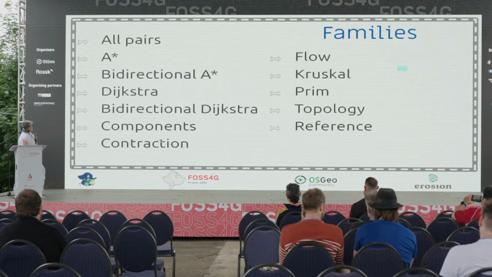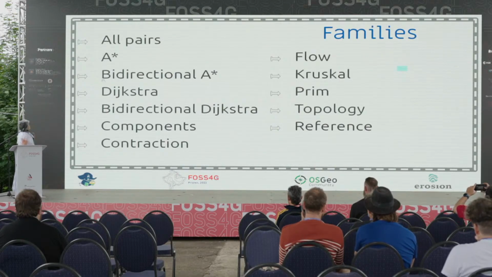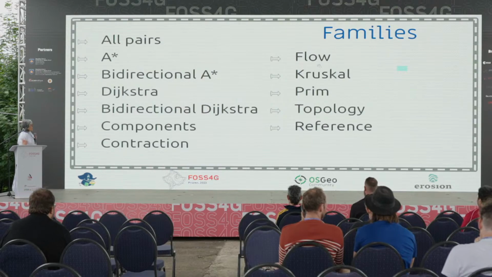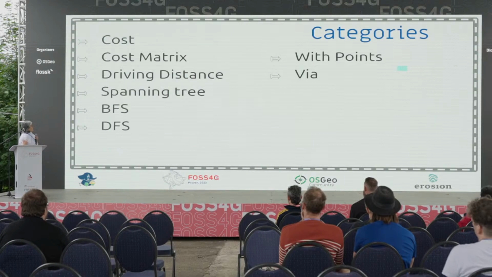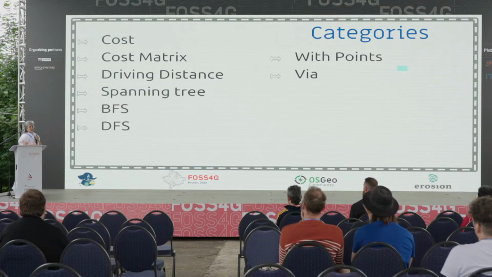So we have many families: all pairs, A-star, bidirectional A-star, Dijkstra, and families for flow, Kruskal, Prim, topology, and reference. We have them kind of grouped in families, and we want to standardize the input and the output. I'm going to skip a little bit of other categories. We have the cost functions with pgr_dijkstraCost, pgr_aStar, pgr_aStarCost. So the suffix is adding the cost matrix, and so on.